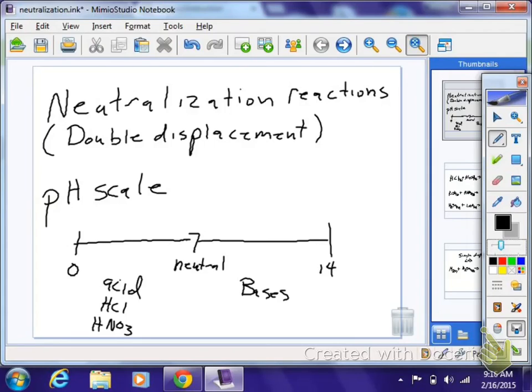Now bases are going to be such things as hydroxides. It's going to be like NaOH, KOH. Those are considered bases.